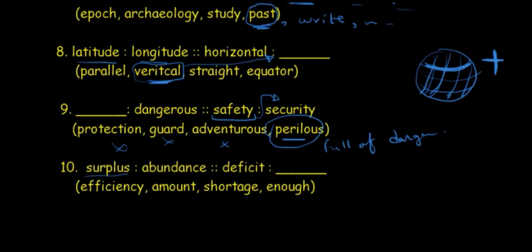Question number 10. Surplus is something that's in abundance. Again, they have very similar meanings. Something that is surplus is in abundance. Something that is deficit is like you have a shortage, the opposite of abundance. Something that is deficit is not enough. The definition of deficit is that anything in deficit is sort of in shortage. That's it. We're done for today.